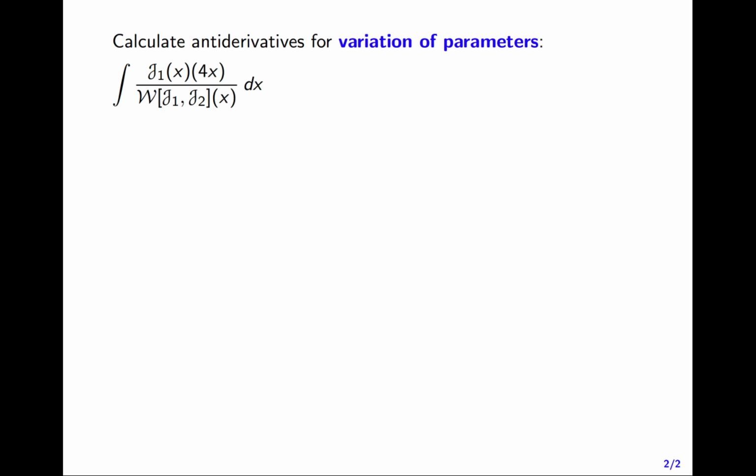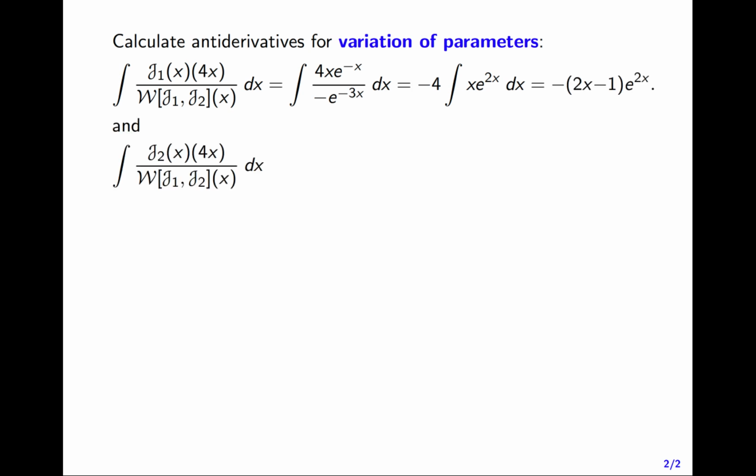So now we have our Wronskian determinant, and we can begin to calculate some integrals for variation of parameters. First, we'll integrate j1 of x times the right-hand side 4x over the Wronskian W of j1, j2 at x. So this is the integral of 4x e to the minus x divided by minus e to the minus 3x. And that turns into minus 4 times x e to the minus 2x. Now this is something you do with integration by parts, and the answer turns out to be minus 2x minus 1 e to the 2x. And for these integrals, we are not putting a constant of integration on the indefinite integrals. It wouldn't add anything useful to our solution.